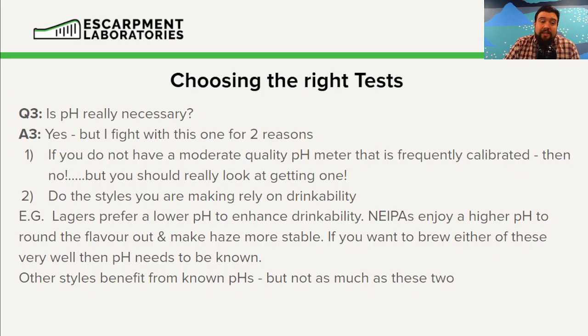And secondly, do the styles you're making rely on drinkability? Now, if you're making lagers, typically light lagers particularly, they like a lower pH. Lower pH makes them drier, crisper, enhances drinkability. While New England IPAs, on the other side, typically enjoy a little higher pH. The higher pH rounds them out, makes them smoother. It also makes the haze more stable.